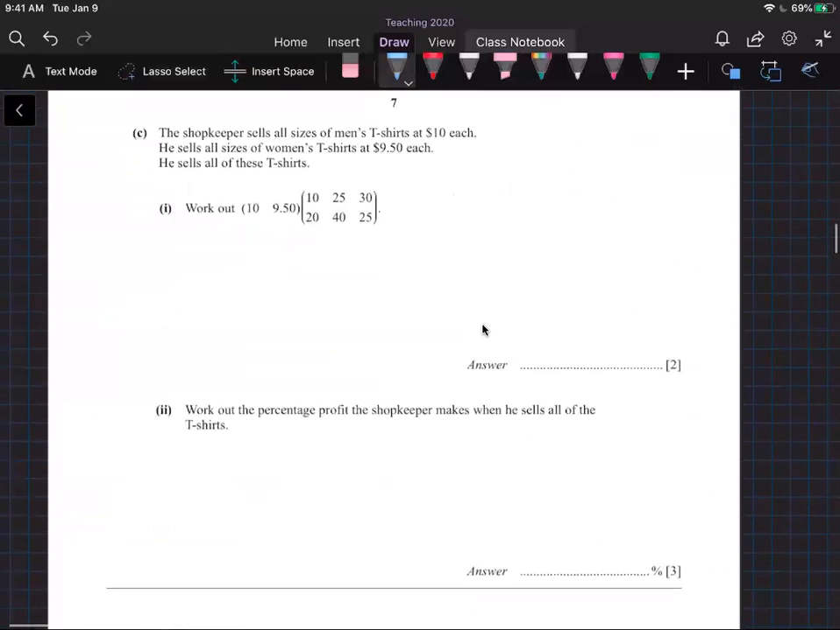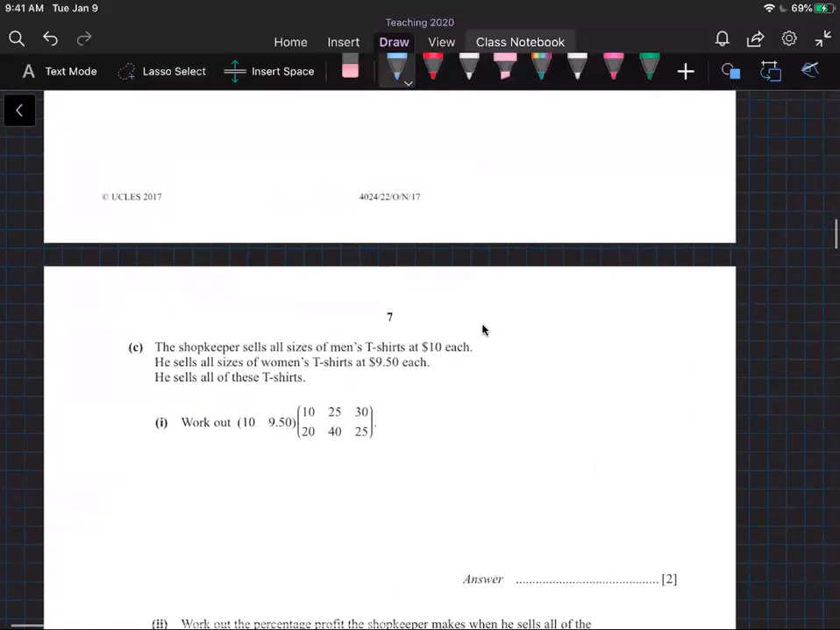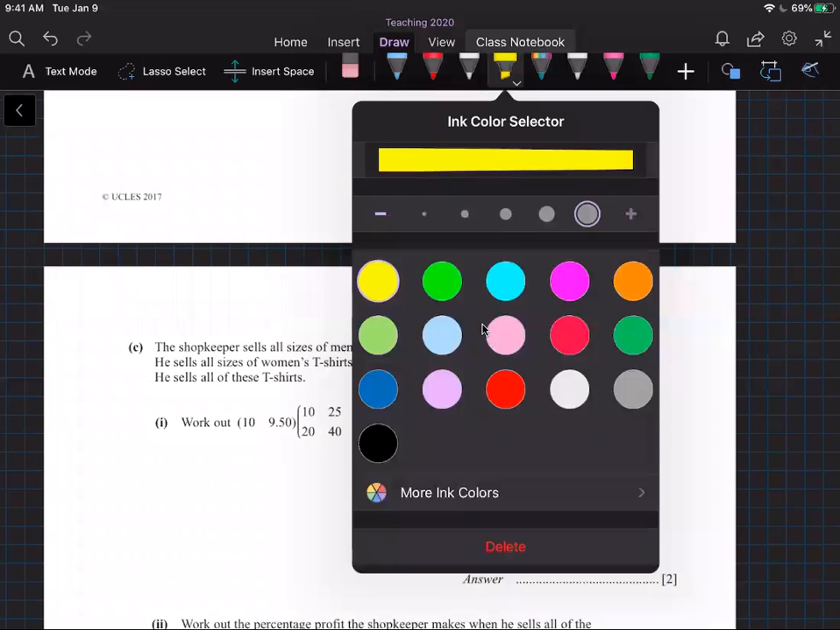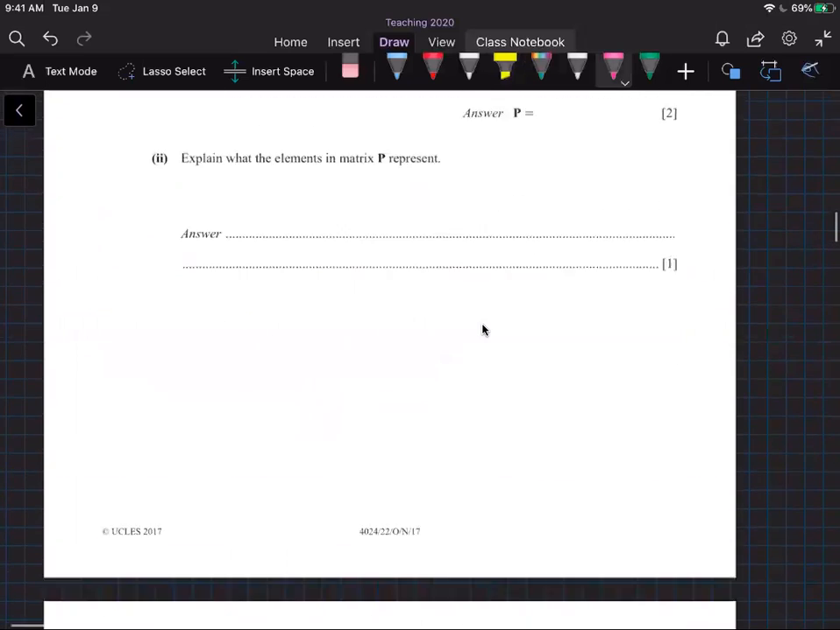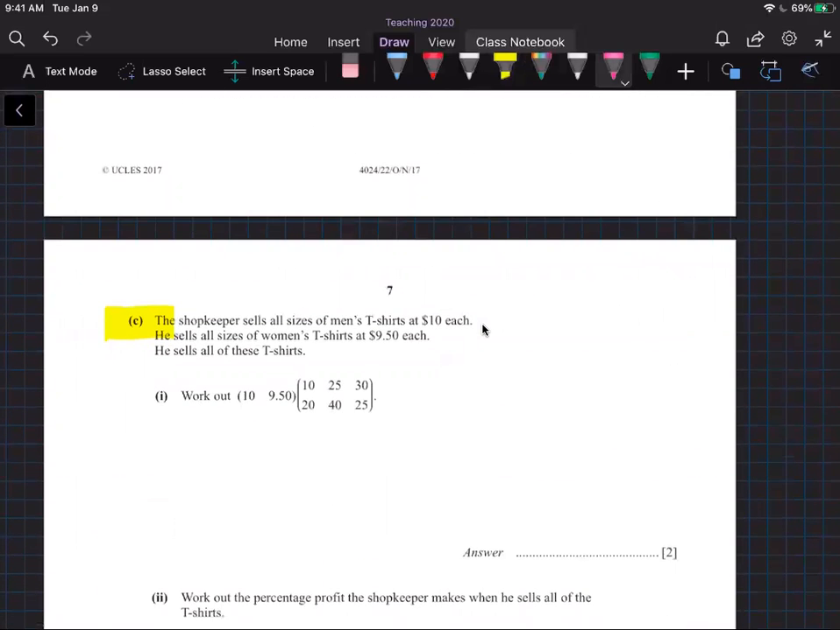Which one is it? I think it was this one, 3C. I forgot the label. I think it should be 3C. So this part right here. The shopkeeper sells all sizes of men's shirts at $10 each, and women's at 9.5. He sells all of these t-shirts. So work out 10 and 9.5 with this.